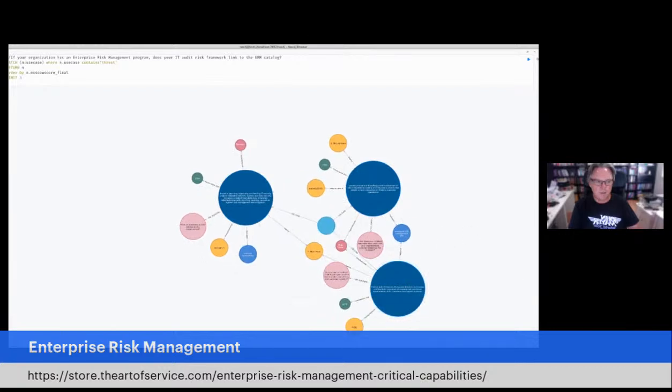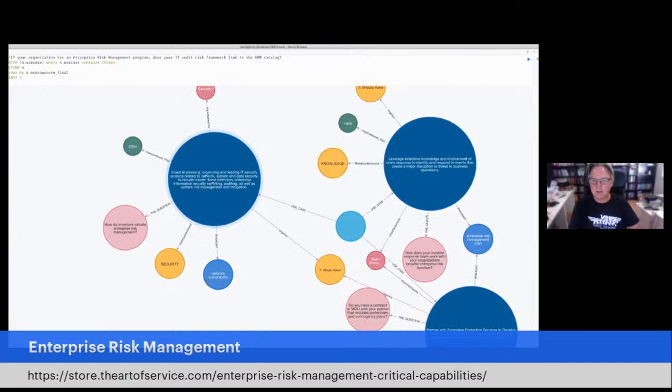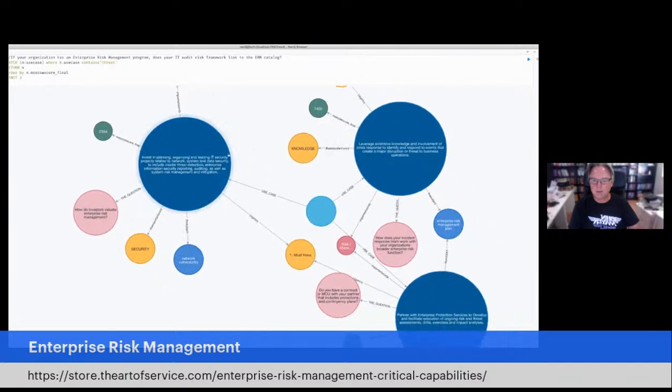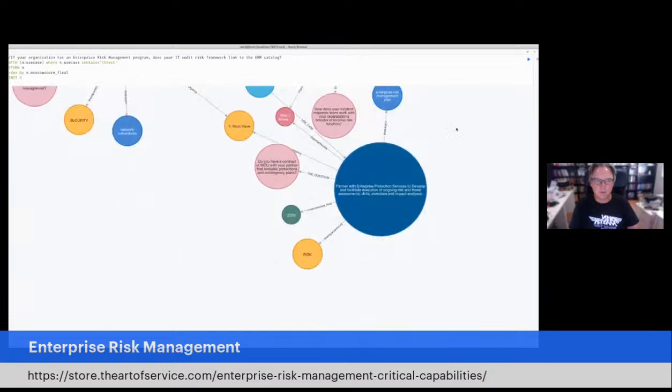I'm going to zoom in a bit. There. Invest in planning, organizing, and leading IT security projects related to network, system, and data security, to include insider threat detection, enterprise information security reporting, auditing, as well as system risk management and mitigation. Leverage extensive knowledge and involvement of crisis response to identify and respond to events that create a major disruption or threat to business operations. You got to know these things.